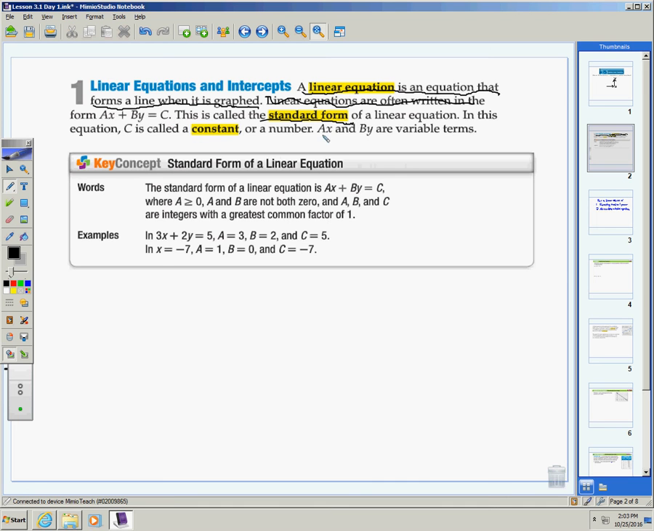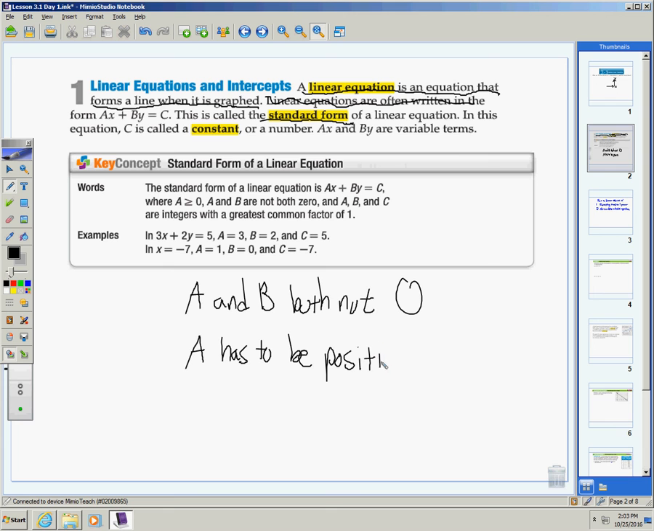Ax and by are variable terms, and a has to be positive. So basically for standard form, we have it in ax plus by equals c. A and b both are not 0. And a has to be positive, which means the number in front of x has to be positive. So basically, if you go to the end, a has to be positive. You can't have the number in front of x be negative.